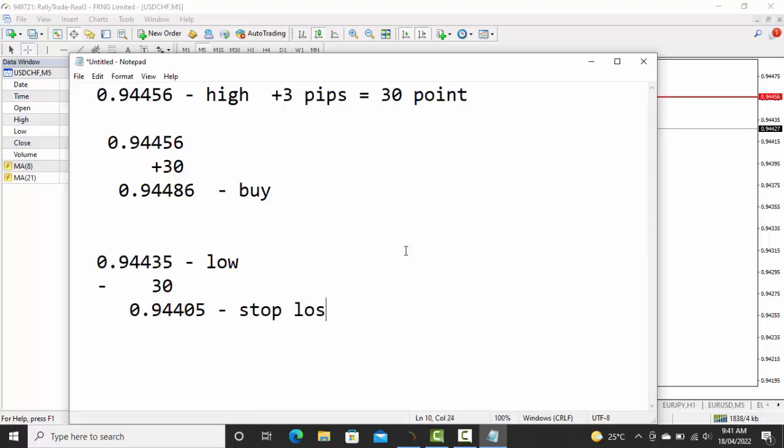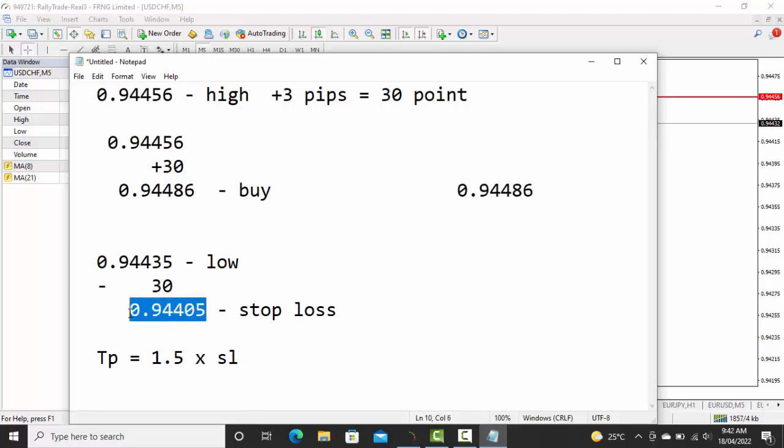So after obtaining my buy stop price and my stop loss, the next thing is my TP. My TP on this setup should be a minimum of 1.5 times the stop loss. Minimum of 1.5 times the SL on this trade setup. So what is the size of my stop loss? I'm entering the trade at 94486. For example, 94486 is the price of entry, and this is my stop loss, 94405. So I copy that also.